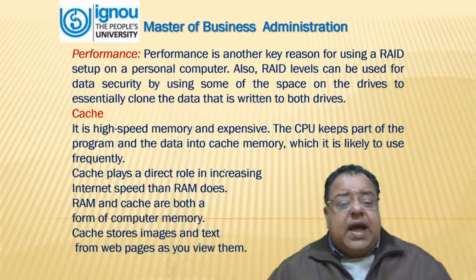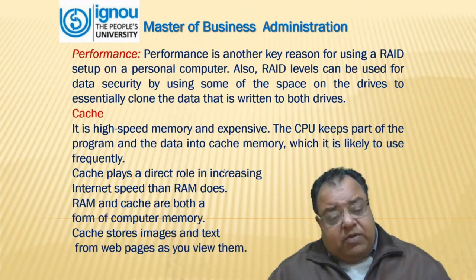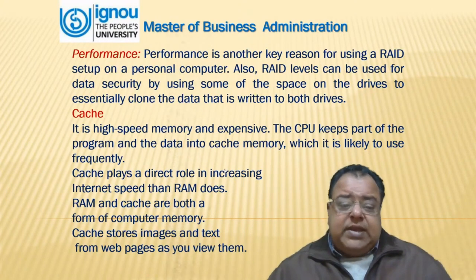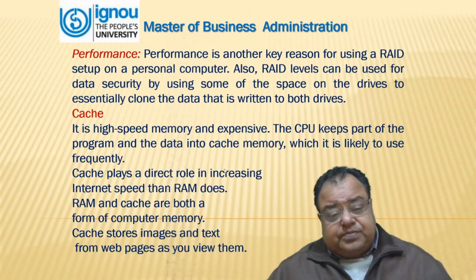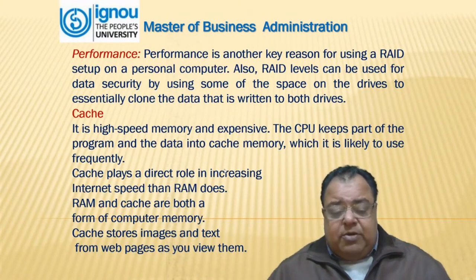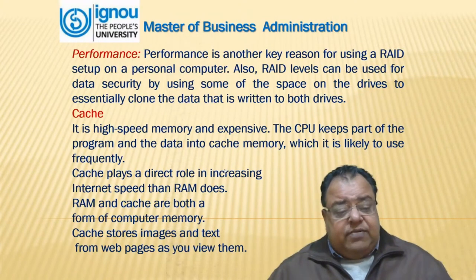Cache. It is high-speed and expensive memory. The CPU keeps part of the program and the data that it is likely to use frequently in cache memory. Cache plays a direct role in increasing internet speed, as RAM does. RAM and cache are both a form of computer memory. Cache stores images and text from web pages as you view them.